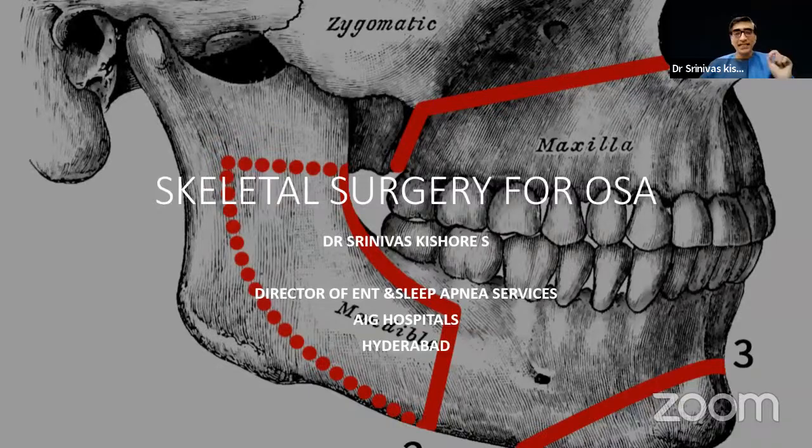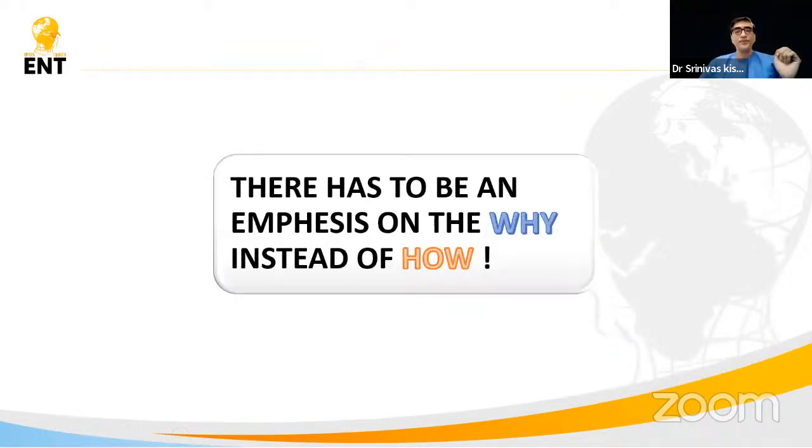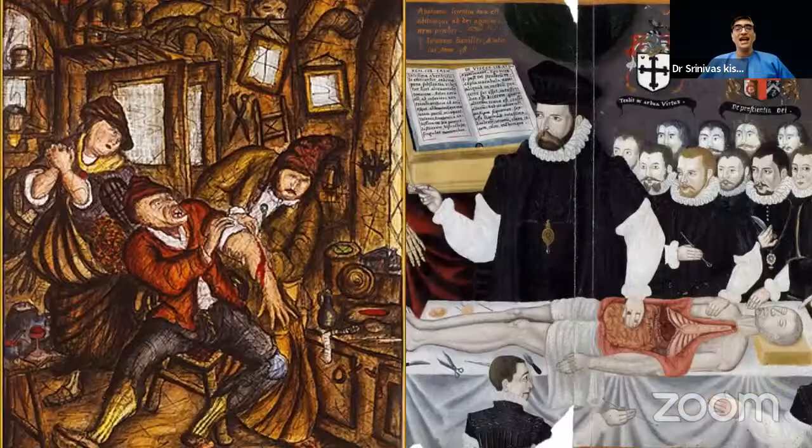Now, when you talk about skeletal surgery for obstructive sleep apnea, it is very important that you understand the concept: whether you are dealing with soft tissue or a situation where the bony enclosure is the problem. So the emphasis has to be on why you're doing a particular procedure instead of how to do that particular procedure. Earlier, as surgeons, we were only thinking about how to do this procedure, how to tackle the tongue base. No. Think about why that particular situation has come about in that particular patient.